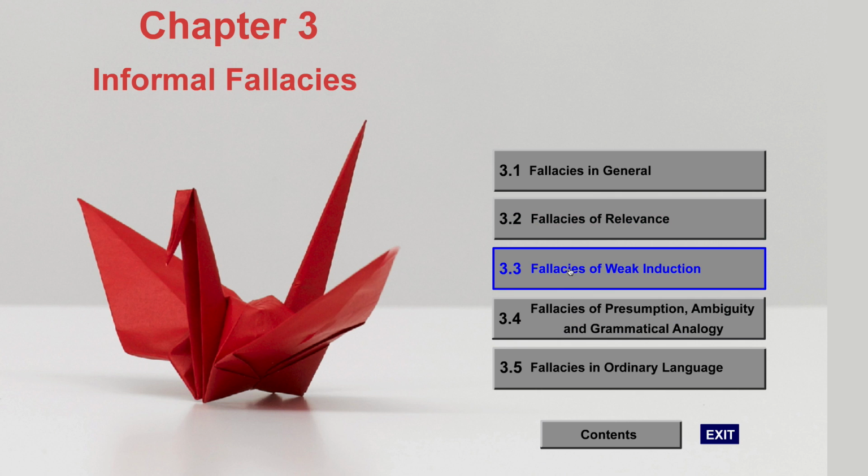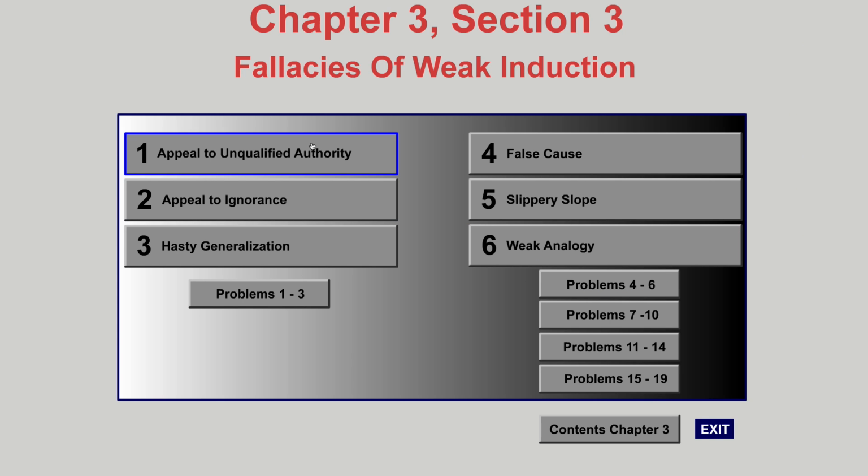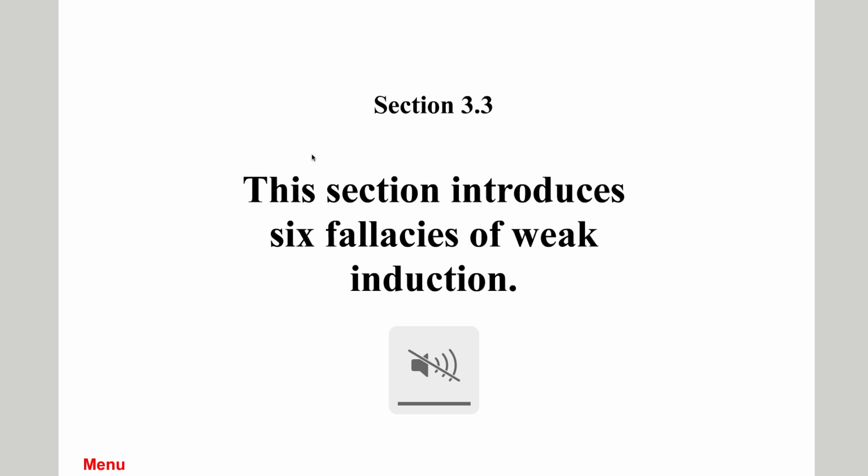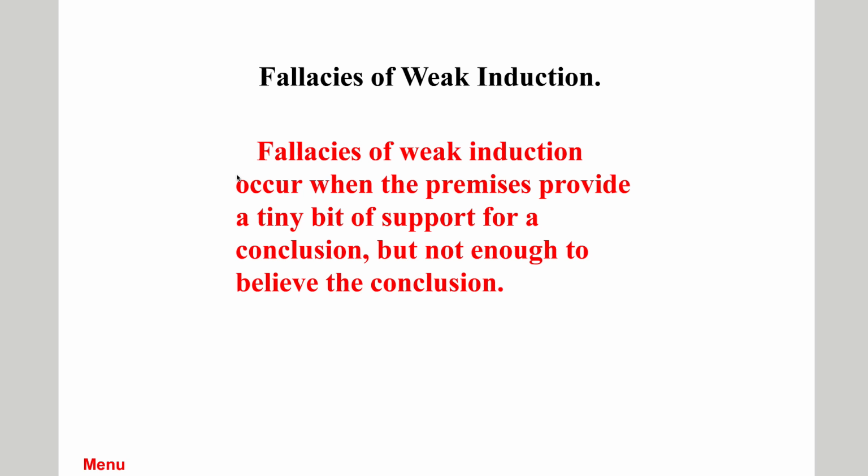All right, so these are the fallacies of weak induction. They're non-cogent arguments, but even worse than that, they're weak induction. Section 3.3 introduces the fallacy of weak induction. Fallacies of weak induction occur when the premises provide a tiny bit of support for a conclusion, but not enough to believe the conclusion. In other words, even if the premises are true, the conclusion is not likely.